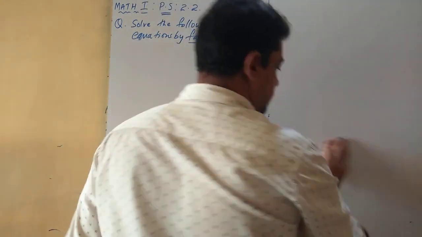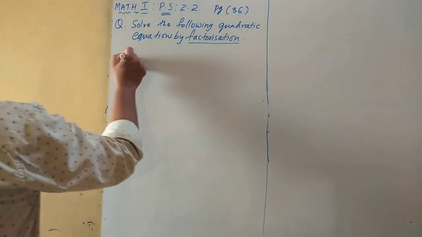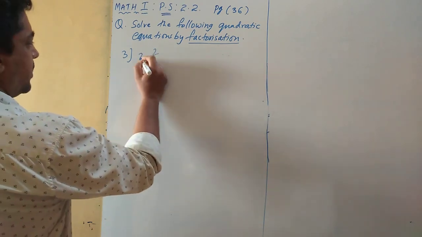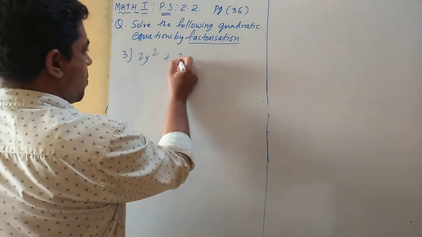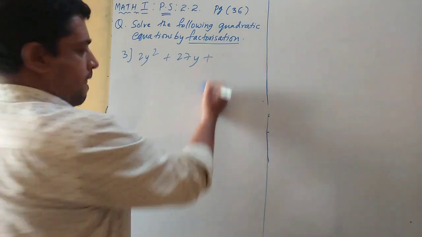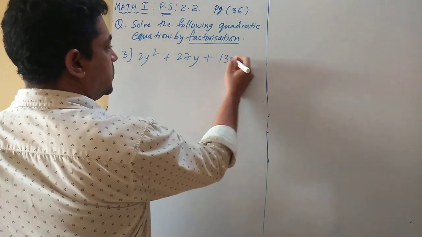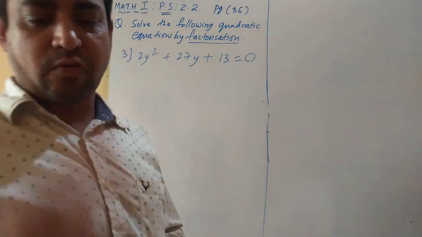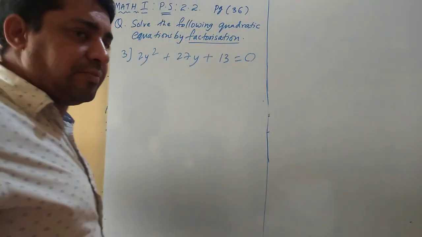Let's start with the third sum, which you will find a little different. Why? Let's check what the difference is there. If you identify it yourself, then you will understand it better. 2y square plus 27y plus 13 is equal to 0. Check what is the difference here between the first two sums we have solved and the third one.